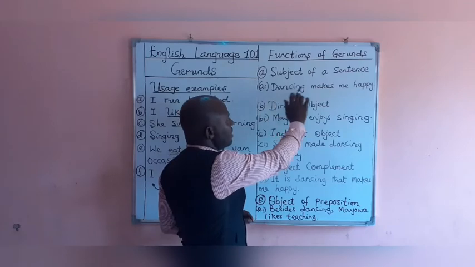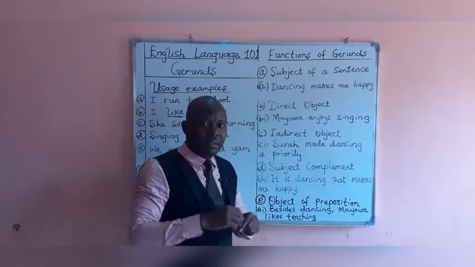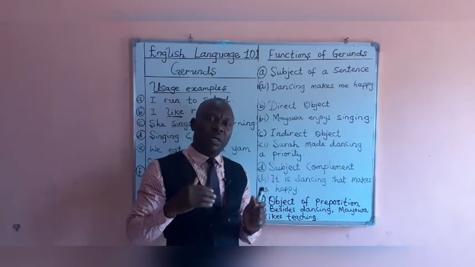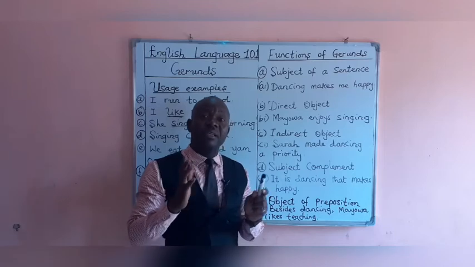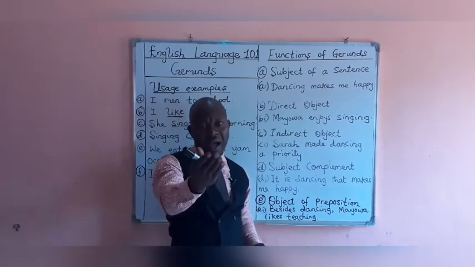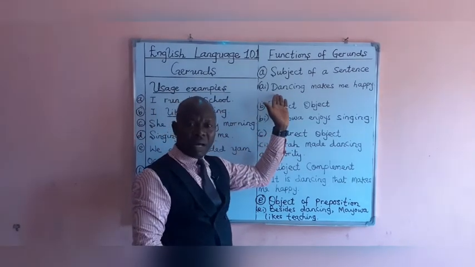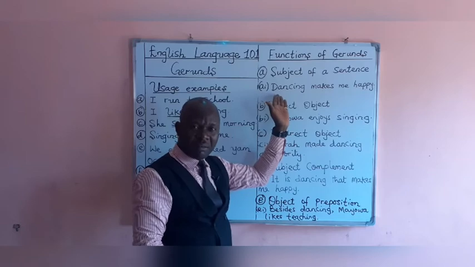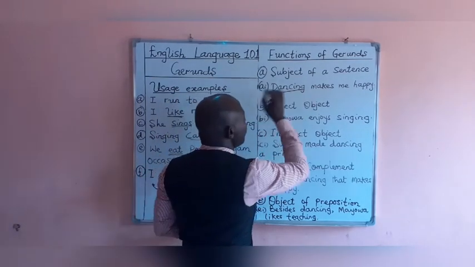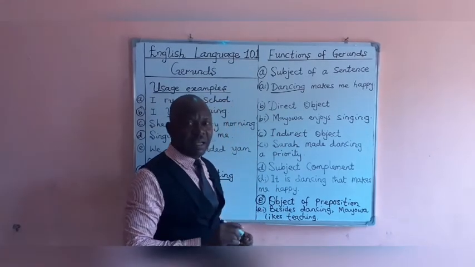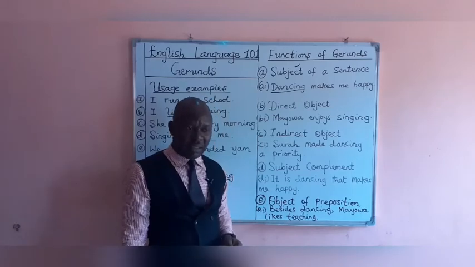We have, dancing makes me happy. Subject of a sentence is the doer or performer of an action, or the thing or person that the sentence is talking about. Ask yourself, what is this sentence all about? It's all about dancing, isn't it? Yes. So dancing here is a gerund and it's functioning as subject of the sentence.